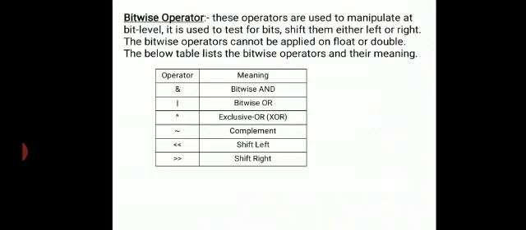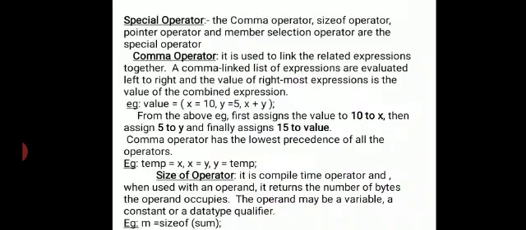Bitwise operators. These operators are used to manipulate data at bit level. They are used to test bits and shift them either left or right. The bitwise operators cannot be applied to float or double. The table below shows the bitwise operators: bitwise AND, bitwise OR, exclusive OR, complement, left shift and right shift.